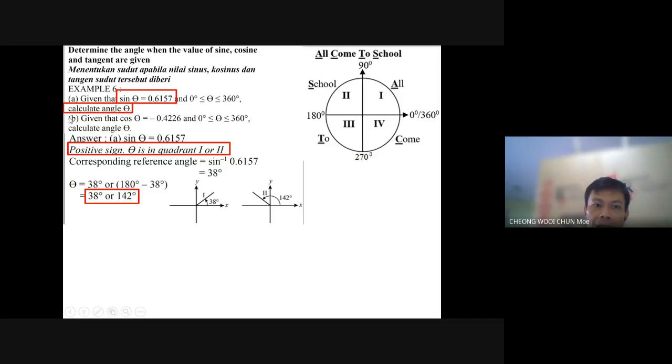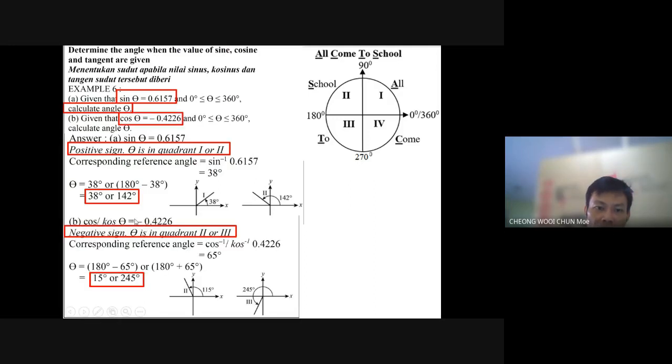So we look at example B. Given that cos theta equal to negative 0.4226. Cos is positive here and here, so cos negative will be in quadrant 2 and quadrant 3. Quadrant 2 will be less than 180, and quadrant 3 will be more than 180. Of course, you need to find the acute angle first, the corresponding angle, so you ignore the negative.